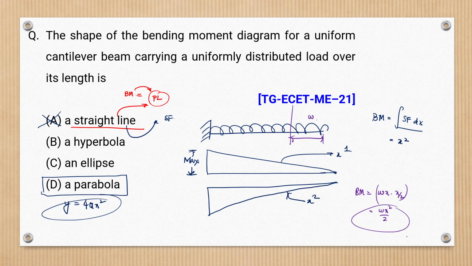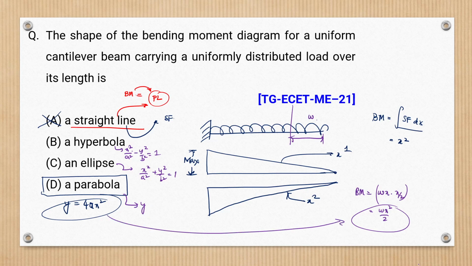This is the equation of the parabola, whereas the mathematical equation for hyperbola is x square by a square minus y square by b square equal to 1, something of this type. And for ellipse, it is x square by a square plus y square by b square is equal to 1. So it's going to be a straightforward parabola. You can find the relevance over here. So option D is the answer.